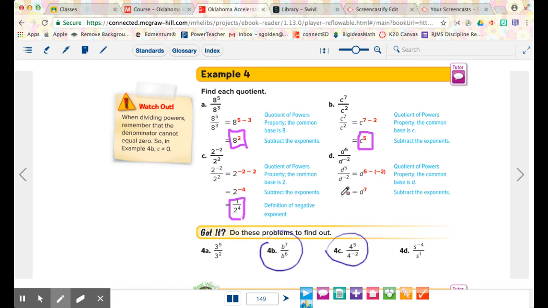And then problem D, d to the 5th power over d to the negative 2nd. So dividing, we subtract our exponent. So it's 5 minus, and we have a negative 2 on bottom. So 5 minus a negative 2, if you remember, that just becomes 5 plus 2, which is 7, d to the 7th power. So I want you to try 4B and 4C, and we'll go over them together.